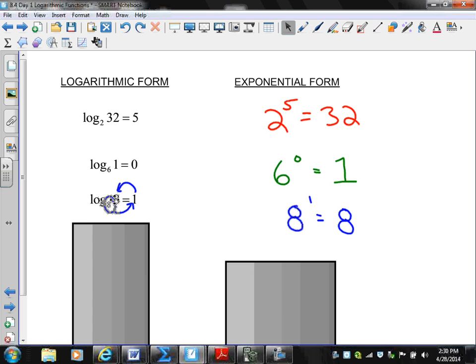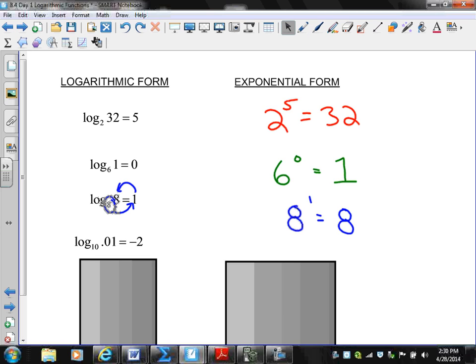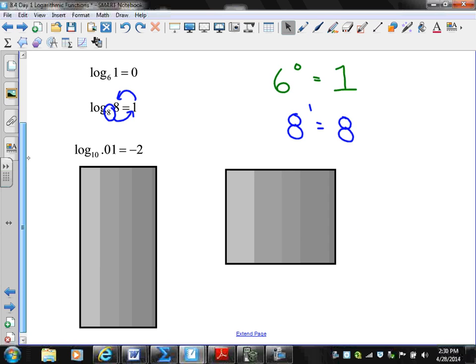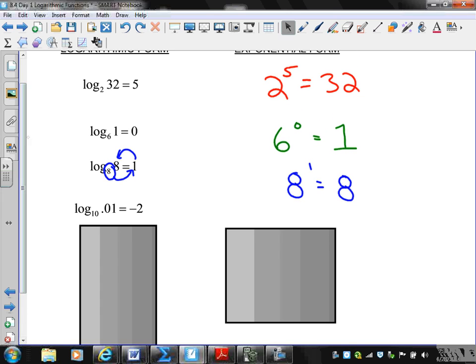And do I have a fourth one? Yes, I do. Let's try one more. Again, you try this one first, and then I'll bring this together here. All right, so base 10 to the negative 2 equals 1/100th. There you go. That's going from logarithmic form to exponential form. Now we're going to go the opposite direction.